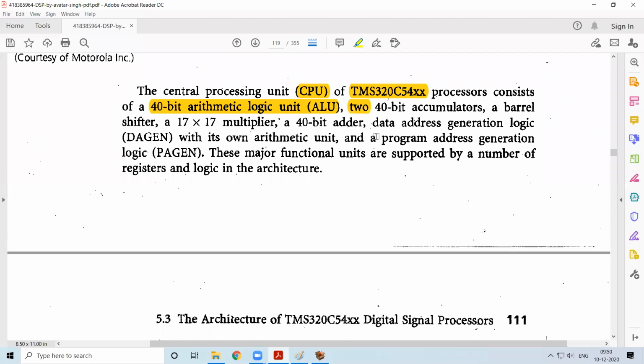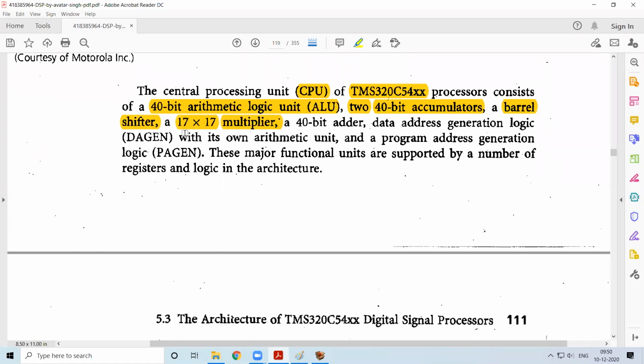Another thing you can see here is that you have two 40-bit accumulators. In microprocessors, you have seen that you have only one accumulator for performing these operations. But in this one, you have two accumulators. Then you come across the barrel shifter, which is present in this. You have a multiplier. In this case, it is a 17 by 17-bit multiplier.